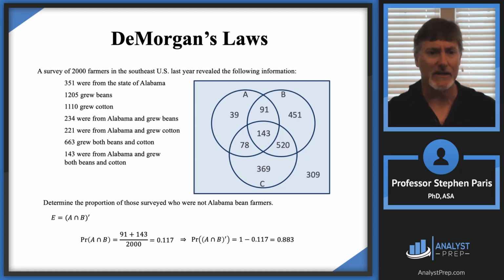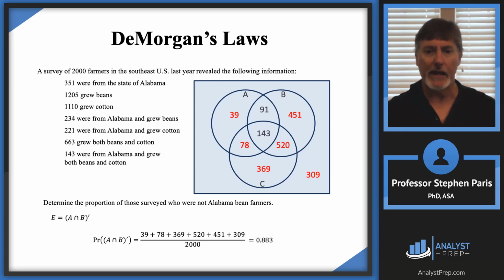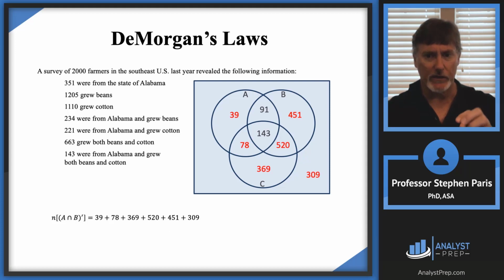So let's go back to this 234 value being the number in the intersection. And what I have in black right now, let me switch the colors actually. Everything that's in black, let's make that red. Now that would be the complement of A intersect B. And of course, if I added all of those up and divided by 2,000, I would get the 0.883 that I got before when I was just using complementary events. But now, let's look at the numbers themselves.